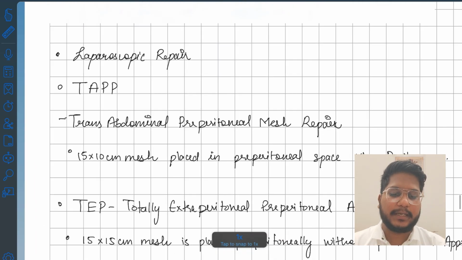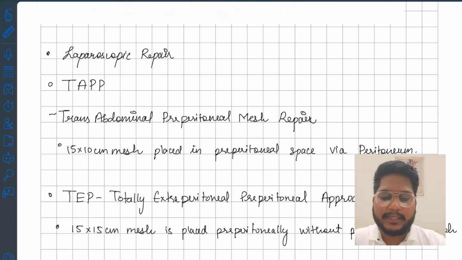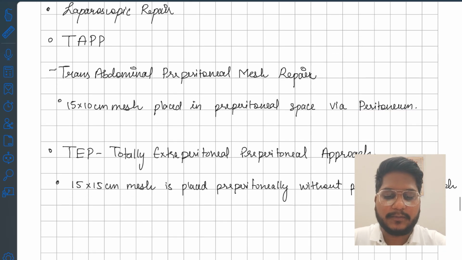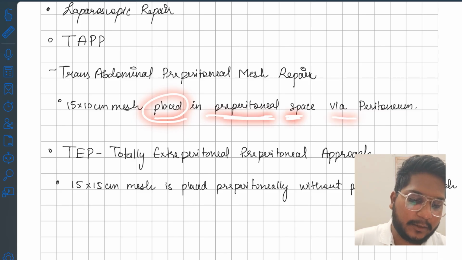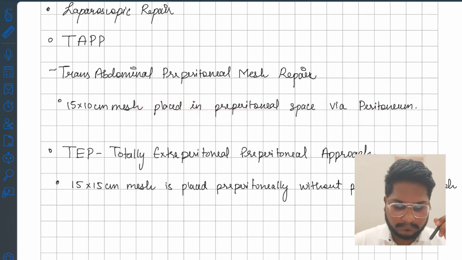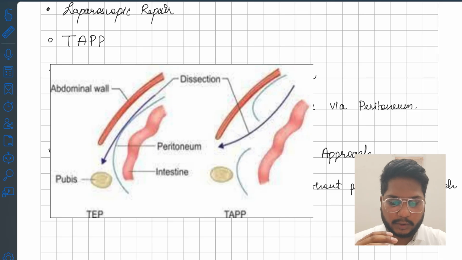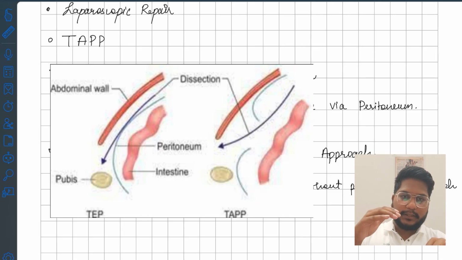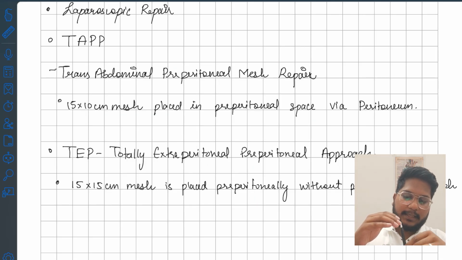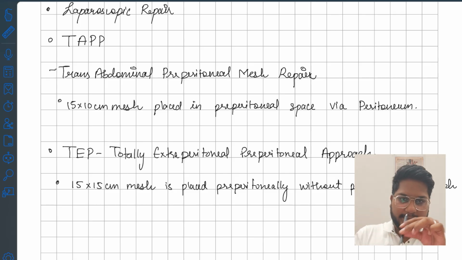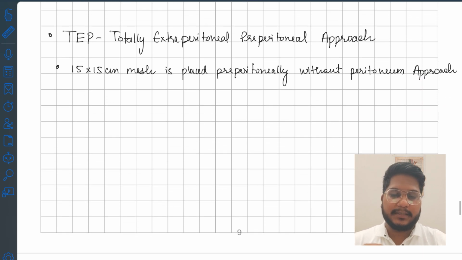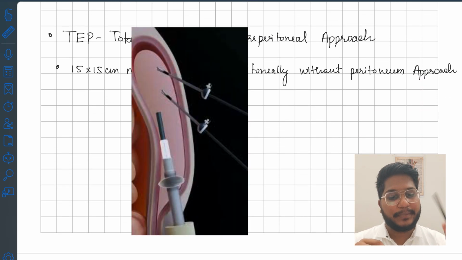Now the laparoscopic repair. It is transabdominal pre-peritoneal mesh repair, which is TAPP. In this technique we use a 15 into 10 centimeter mesh, and it is placed in the pre-peritoneal space via the peritoneum. So in this technique we enter the peritoneum in laparoscopy, and then we come to the layer, first reduce the sac, and then we place the mesh.